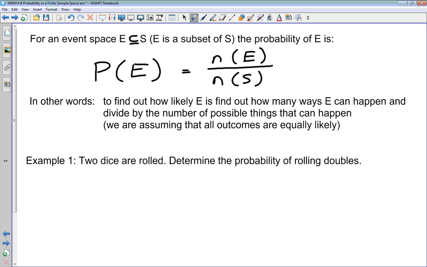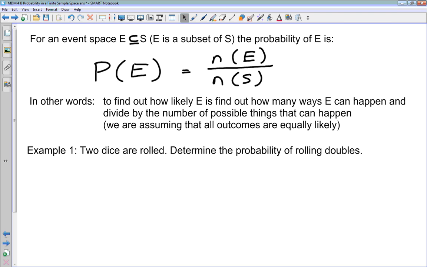So in other words, to find out how likely our event E is, we find how many ways E can happen and divide by the number of possible things that can happen. And when we're doing this, we're making an assumption: that all of our outcomes are equally likely, which isn't a bad assumption at this point. So let's make this more concrete with an example.